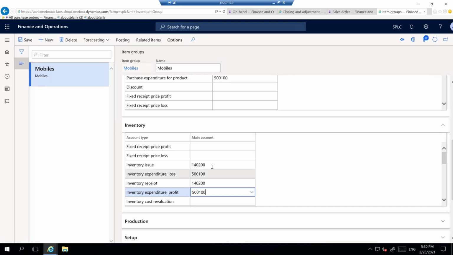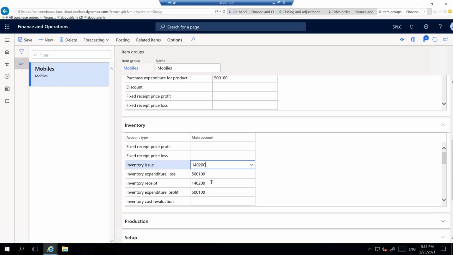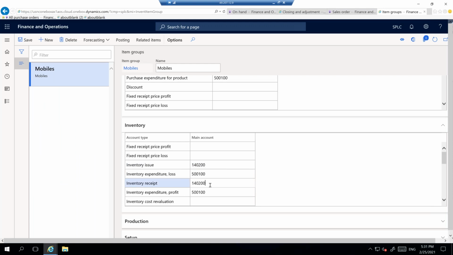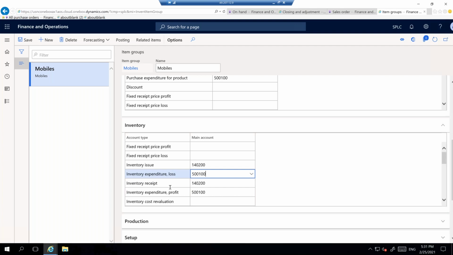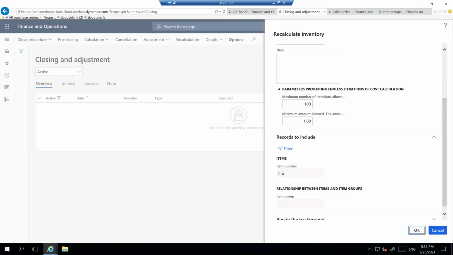Understood? It is not 1320, it should be 1400 as per the FIFO calculation, so I need to increase the inventory value. That value of increasing or decreasing will be posted to this account, and the opposite entry you need to map. Now we are going to increase the value, so it will post to these two accounts, because the inventory value is going to be updated with 80 extra as per the FIFO calculation. Okay, so let me do it now.